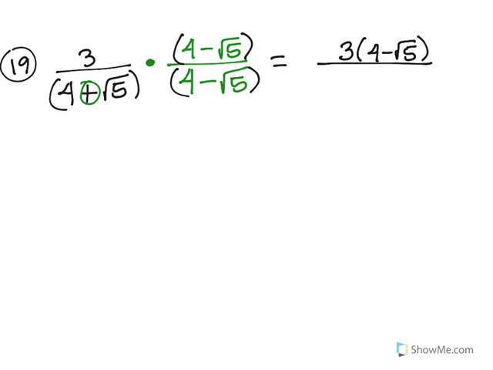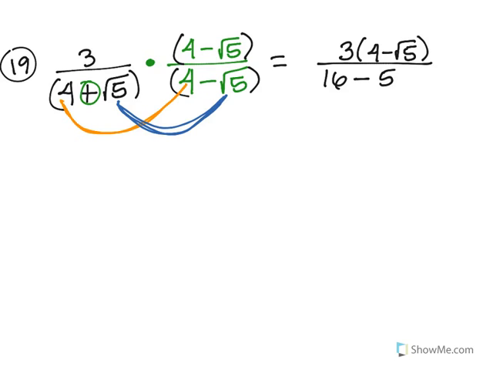Now, here, I do want y'all to get to the point of seeing first times first and last times what? Last. I don't want you to have to do the full FOIL because the middle is going to do what? Cancel out. You're not going to have a middle. Okay? So what's 4 times 4? 16. It's going to automatically have to be a negative because they're opposite signs. And what's the square root of 5 times the square root of 5? 5. Right? That's the purpose of me doing this, to get 5.